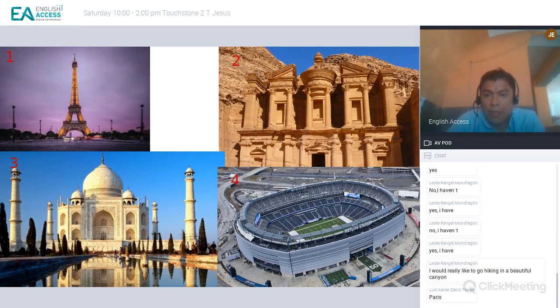Monuments. Which one? A stadium. Yes, that's number four, right? You can type your answers. So number four is a stadium. What's number one? Yes, this is in Paris. But what is the object in the picture? It's the Eiffel Tower, right? The Eiffel Tower.